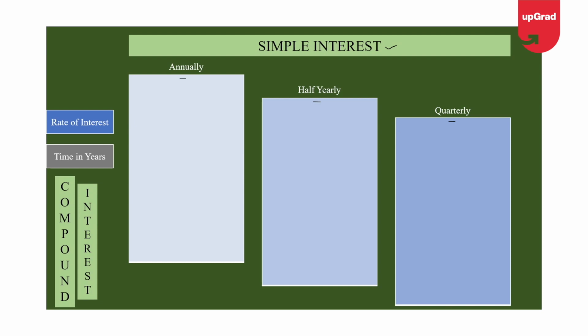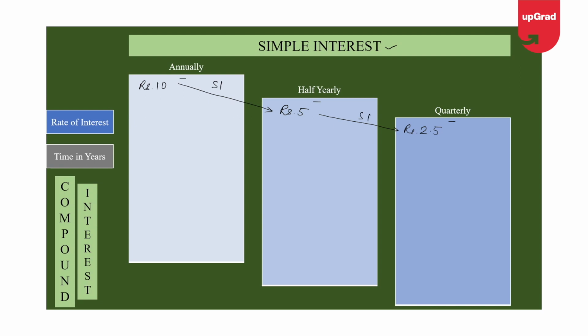Let me take an example. Suppose in case of simple interest, the annual interest was rupees 10. If you remember my first example, it will obviously become rupees 5, that is exactly half, when the interest is calculated half yearly, and this will become rupees 2.5, which is 1 by 4 of 10, when the interest is calculated quarterly. So this is the case when simple interest is in picture.